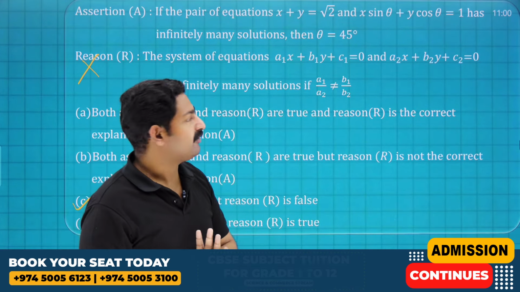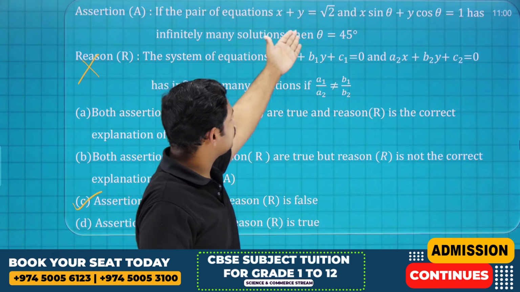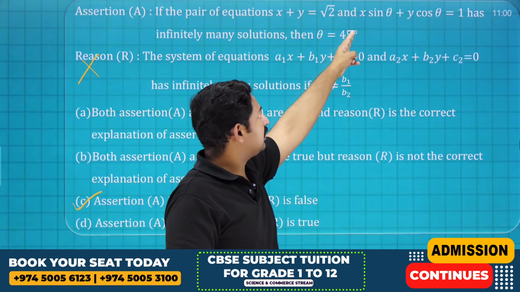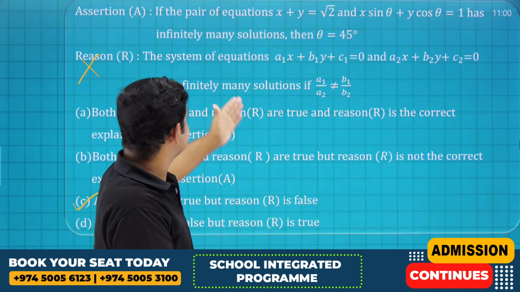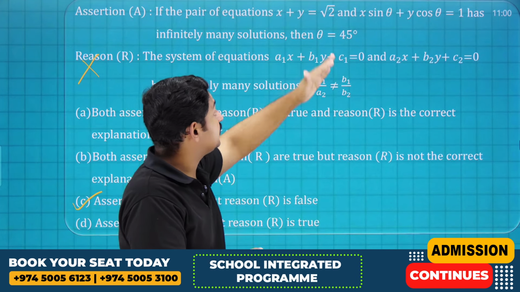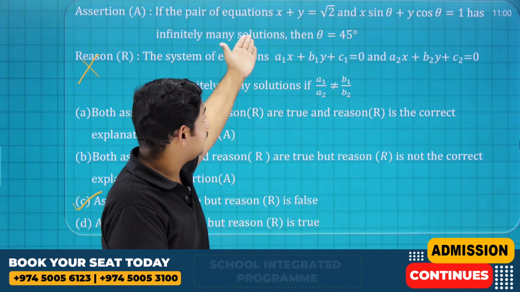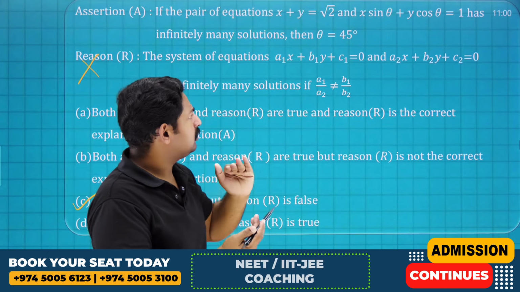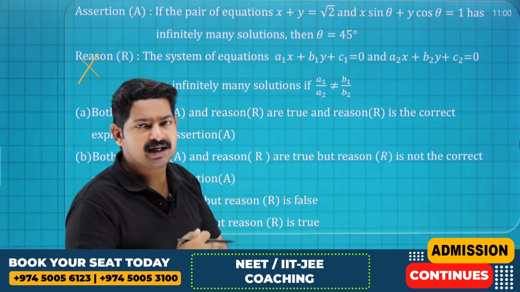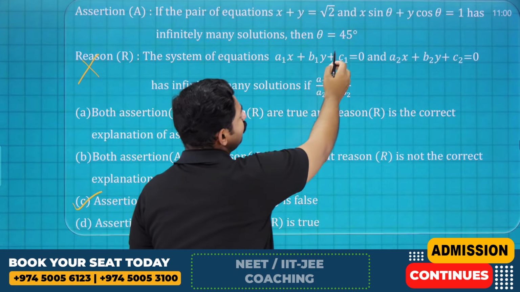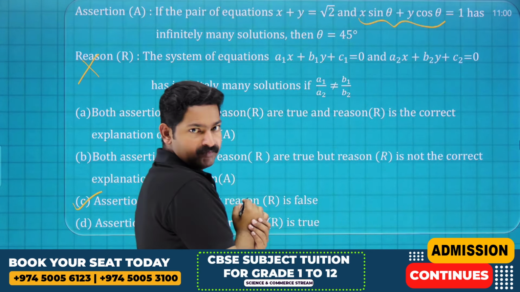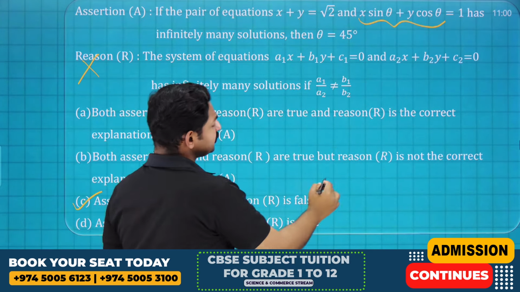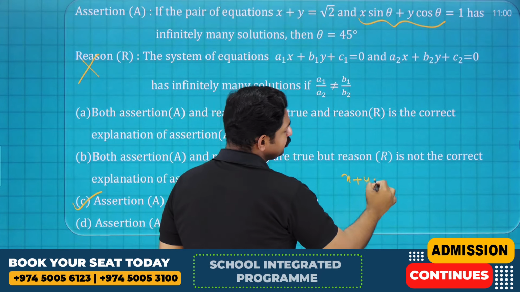You can confirm. You can see the assertion is x plus y is equal to root 2, and the equation given, x into sine theta plus y into cos theta is equal to 1, has infinitely many solutions when theta is equal to 45 degrees. You will take time to solve that one. It will be easy, but you will take some time. If you put theta equal to 45 degrees in the second equation, the first equation is x plus y is equal to root 2.